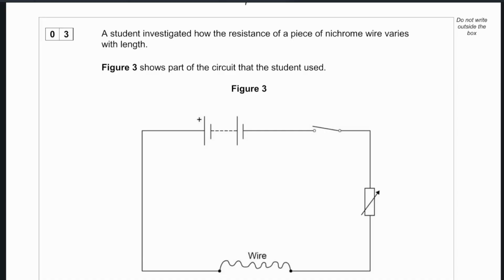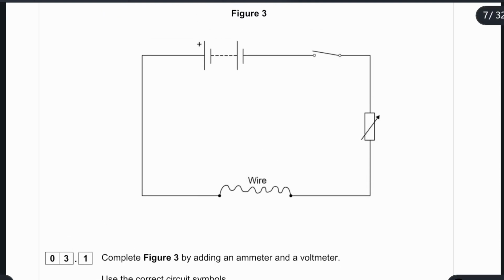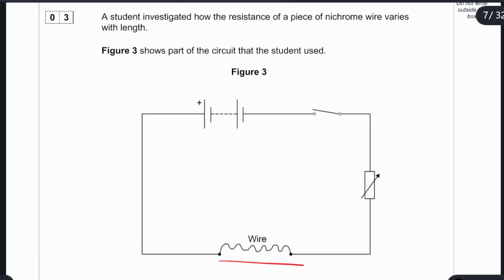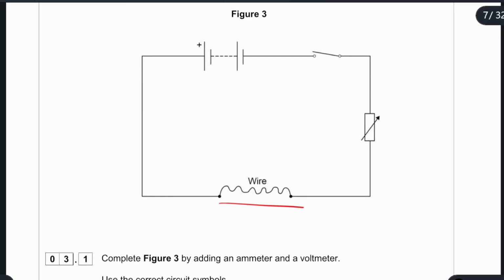Question 3 then. A student investigated how the resistance of a piece of nichrome wire varies with the length. We've got a diagram of the circuit that they used, and they want to complete Figure 3 by adding an ammeter and voltmeter. We can see the wire that is being measured over here, and we want to work out the resistance of the wire from our circuit. So we need both the current and the voltage, and we need to know how to measure these.